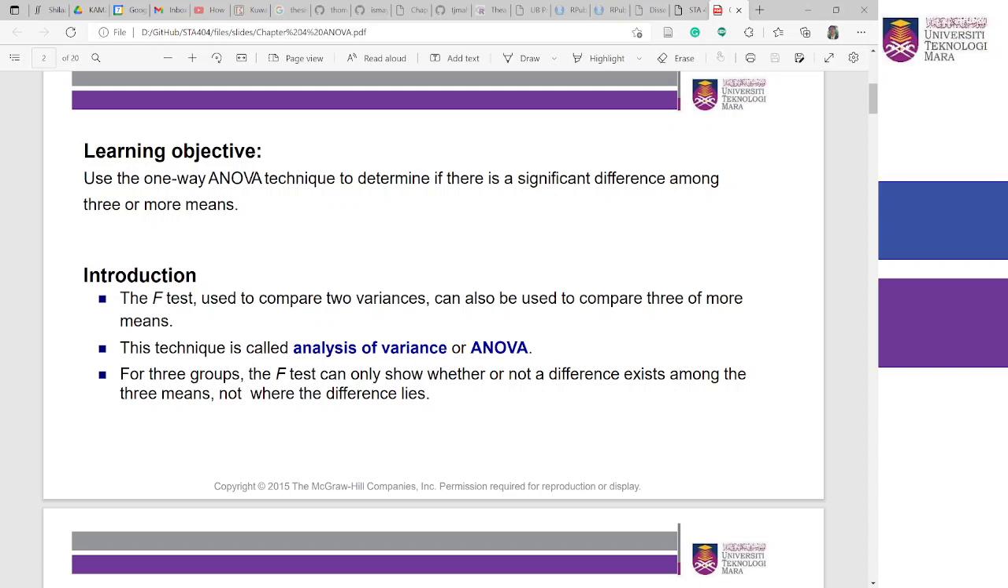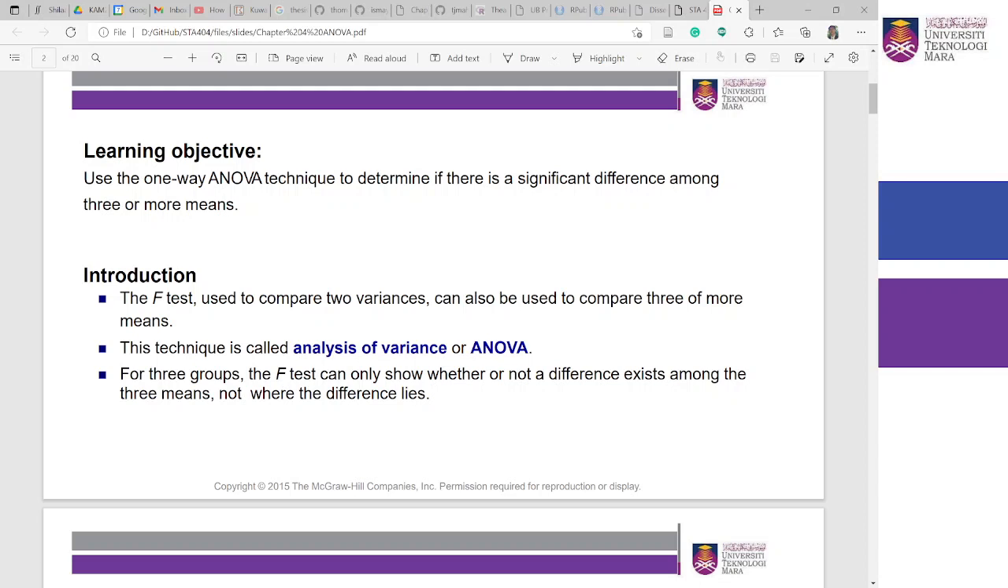Okay, so kalau katakan kita compare means, three or more means, the technique is called analysis of variance, right? So for three groups, the F-test can only show whether or not the difference exists among the three means, not where the difference lies. So what does it mean? So apa yang dimaksudkan kat sini? So bila dia katakan the F-test can only show whether or not the differences exist among the three means, maksudnya kat sini adalah the F-test in ANOVA only tells you whether there exists any difference or not.